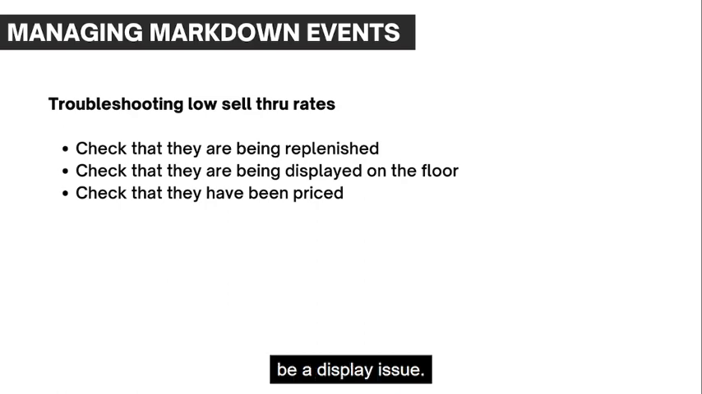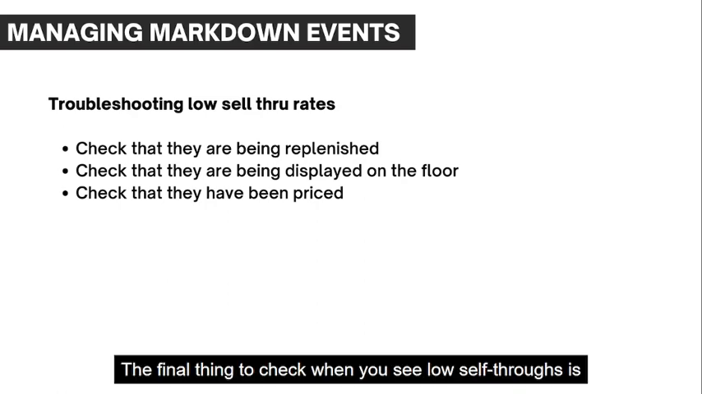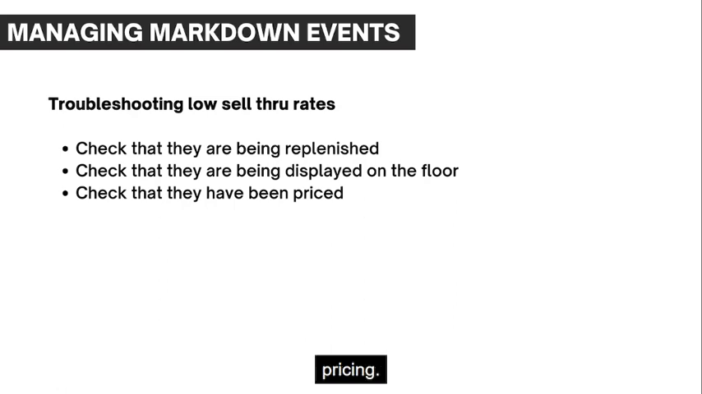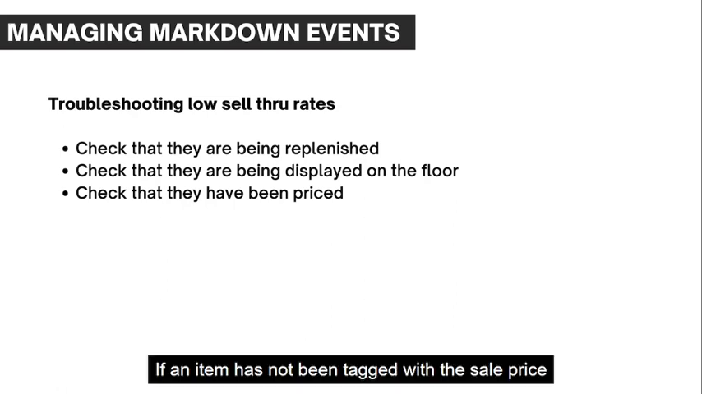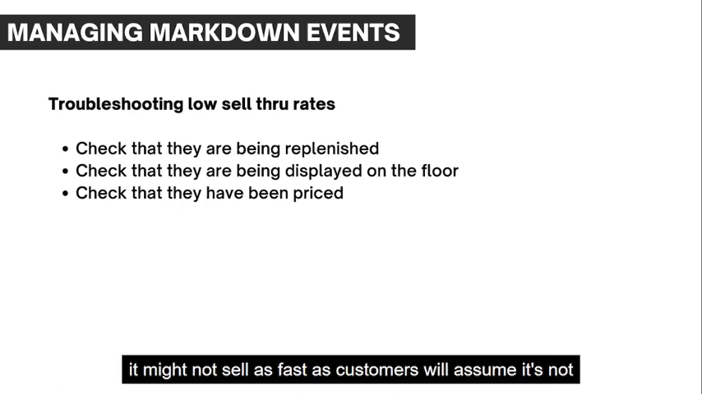So this could be a display issue. The final thing to check when you see low sell-throughs is pricing. If an item has not been tagged with the sale price, it might not sell as fast, as customers will assume it's not on sale.